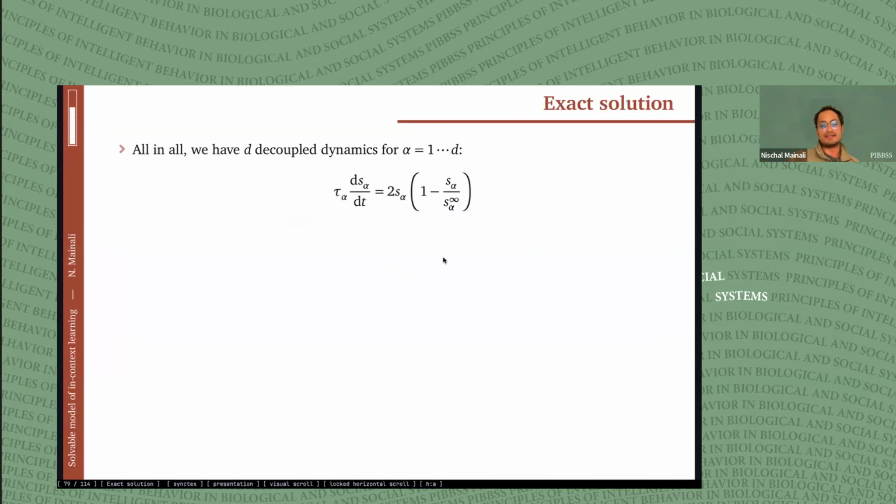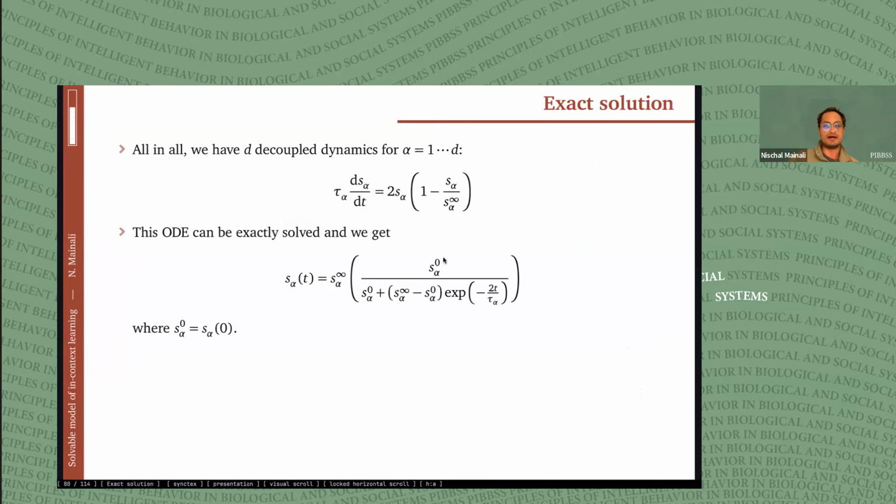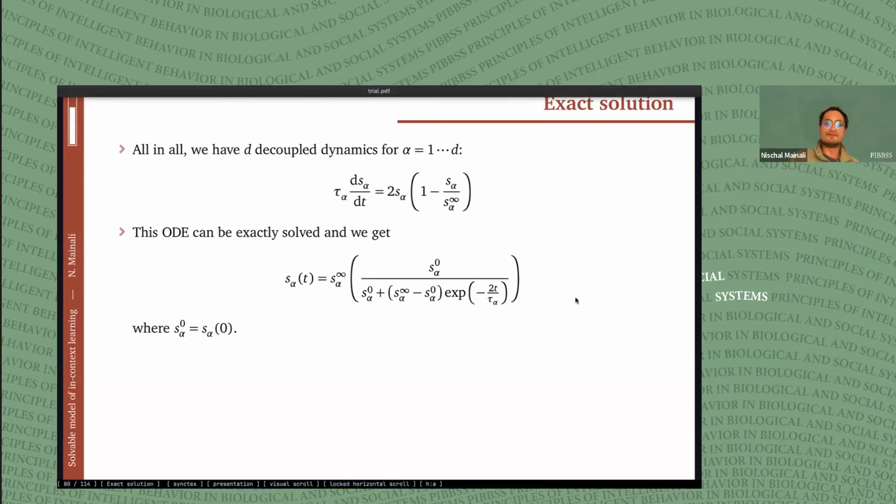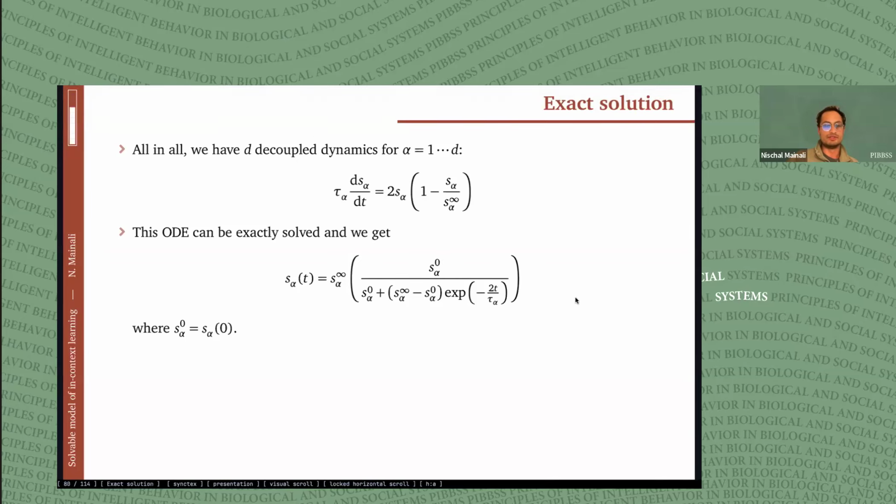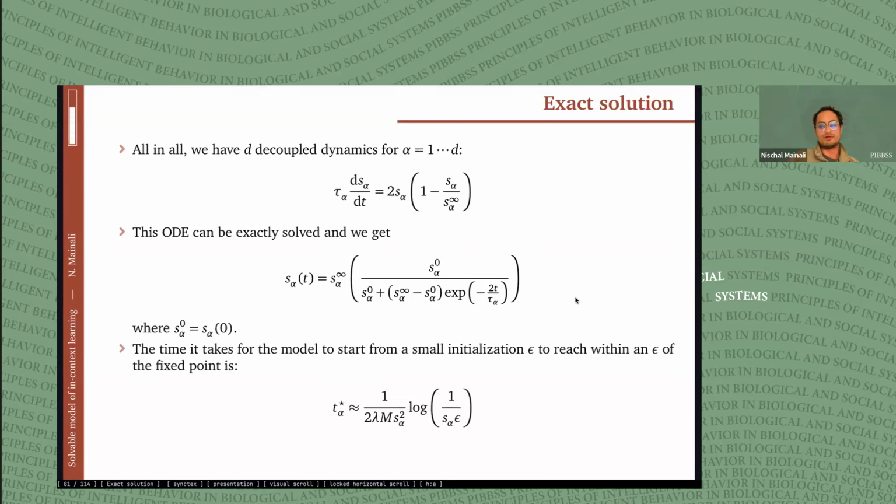So this is the final solution, the differential equation that we need to solve. There are D of them. And in fact, this can be exactly solved now, and we get something like this. If you look at it, this is basically going to be dynamics. The whole dynamics for each of these diagonal elements is going to look like a sigmoid with a various time point where it goes up. And this time point can also be calculated.